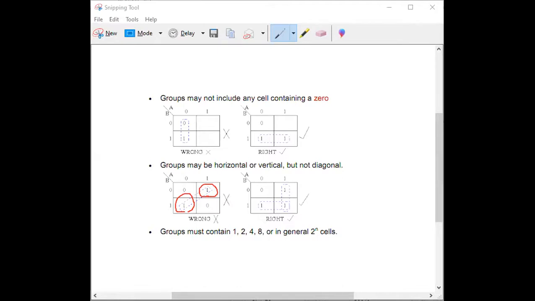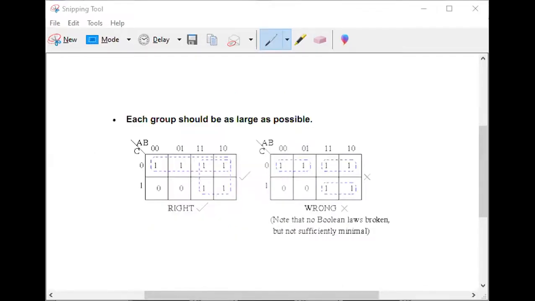So take this down. Each group should be as large as possible. Now, if you draw something like this, three groups, it is not wrong, but you don't get the simplified expression. So you have to create the largest group as much as possible. Take it down.